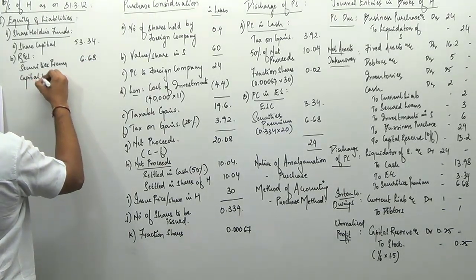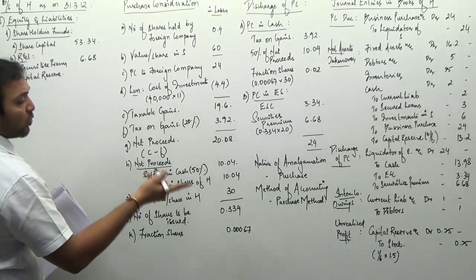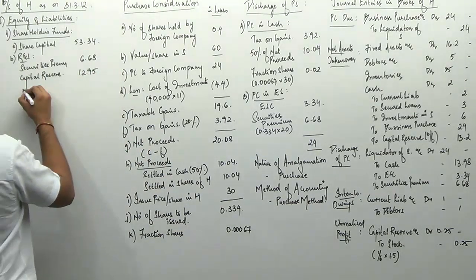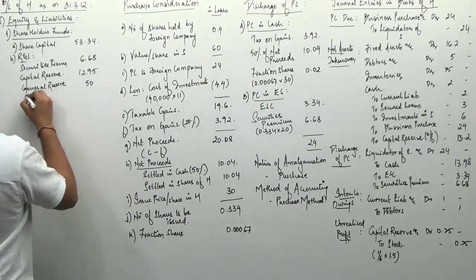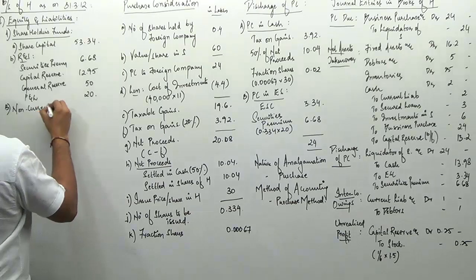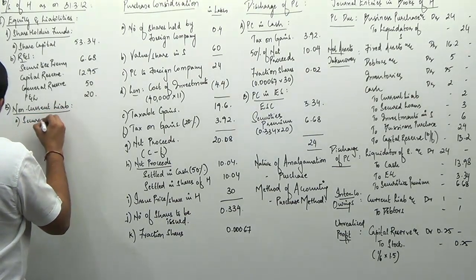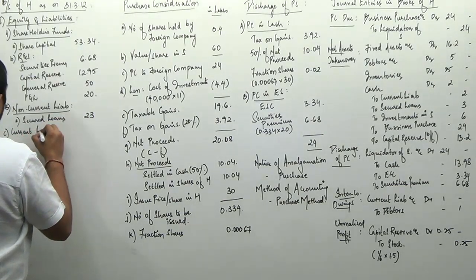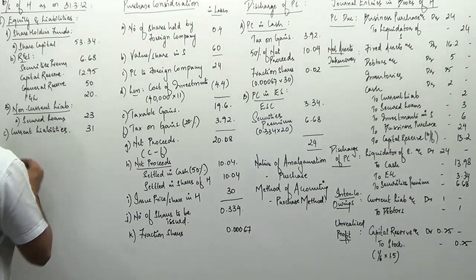Capital reserve. Check the capital reserve. When the net assets were taken over, it was 13.2, reduced by 0.25 for unrealized profit. So this will become 12.95. Other two reserves, as it is from the balance sheet pickup, general reserve is 50 and P&L is 20. Non-current liabilities, secured loans, 23. Current liabilities, 31, because I reduced one from intercompany owings.